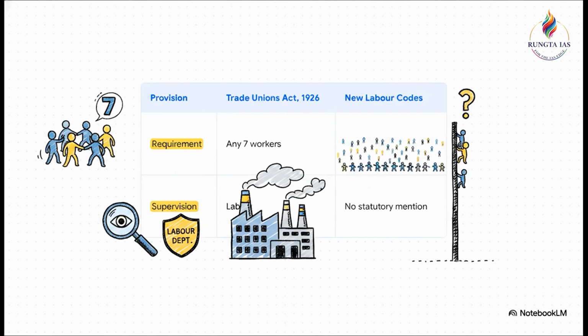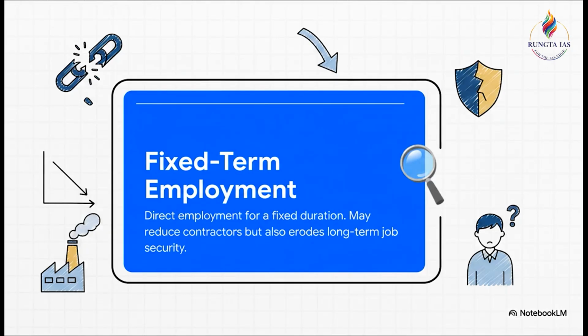Now, here's a term you absolutely must know for your exams: fixed-term employment. The new codes formalize this. It allows companies to hire workers directly, but only for a fixed contract period. Now, on the one hand, this could cut down on the exploitation by middlemen contractors, which is a good thing. But on the other hand, it basically makes temporary work the new normal, and that erodes the long-term job security that was once the bedrock for a strong, unionized workforce.